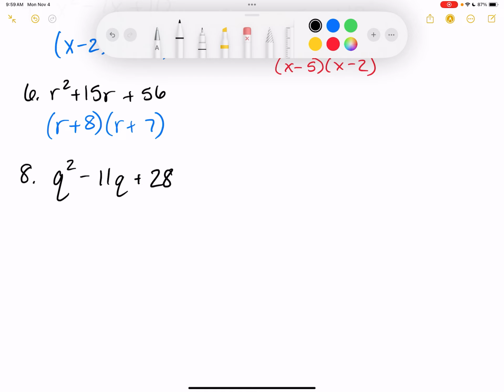Okay, factors of 28 that give you -11. Negative 7, negative 4. So what are the factors? Negative 7, negative 4. No, that's not the factor. Oh, q minus 7 and then q minus 4.